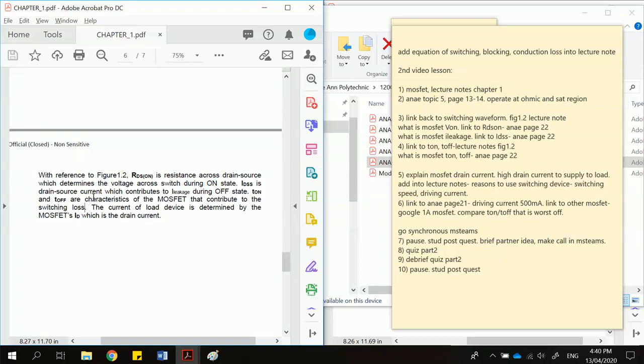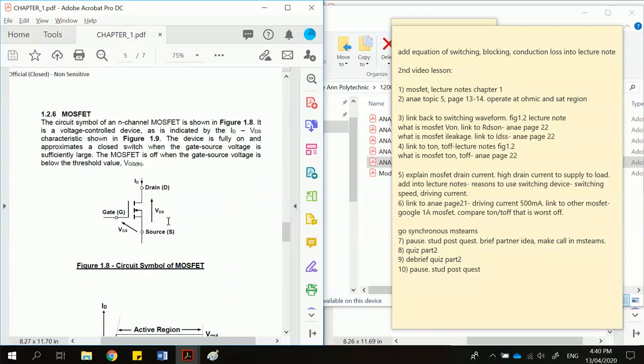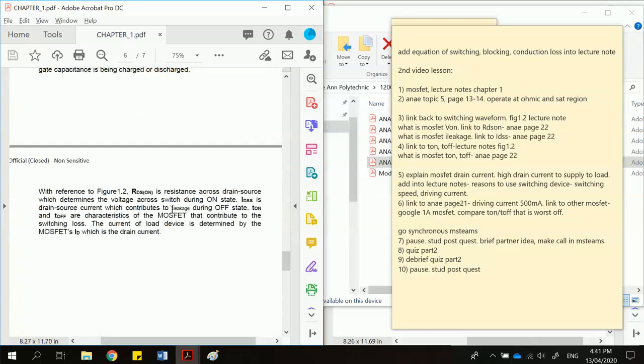Okay, the other thing that I want to bring your attention to is the current of the load device is determined by the MOSFET's drain current. What do I mean by that is this. The whole purpose of using a MOSFET is for me to control a load on top. Either I connect the load on top or I connect the load below to receive the drain current. The current of the load device is determined by the MOSFET.